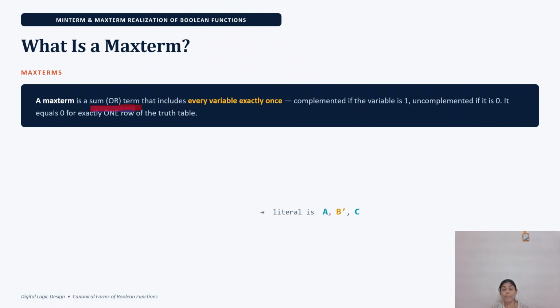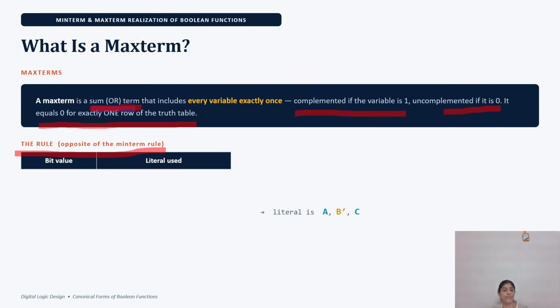Here what you have to remember? Complemented if the variable is equal to 1 and uncomplemented if it is 0, if the function equals 0 for exactly one row of the truth table. Okay, right? Just the inversion of your Minterm. The rules are the opposite of the Minterm. That's what I said, it is an inversion of your Minterm rule.